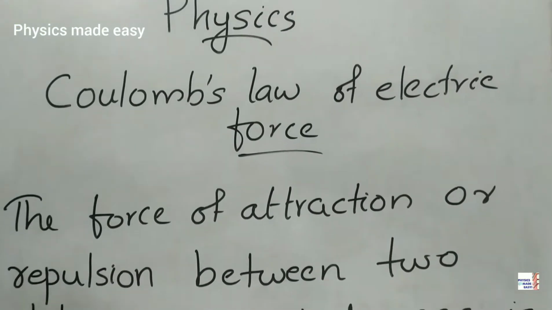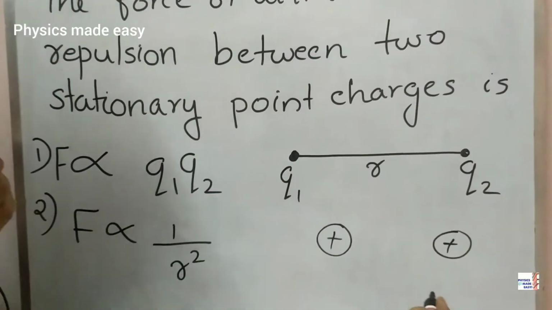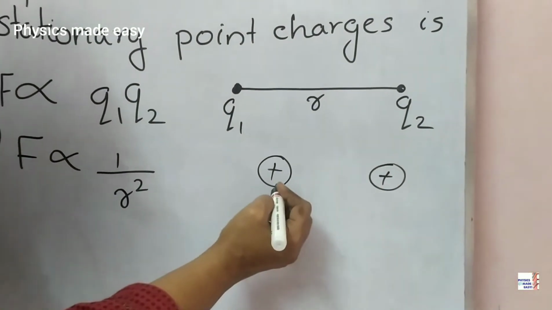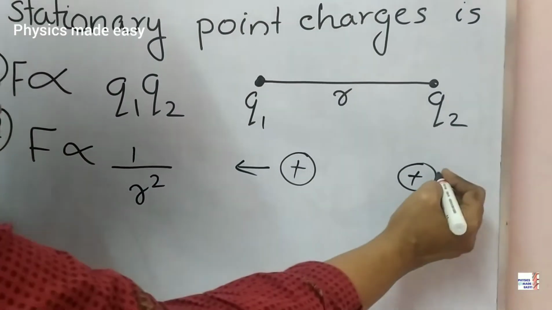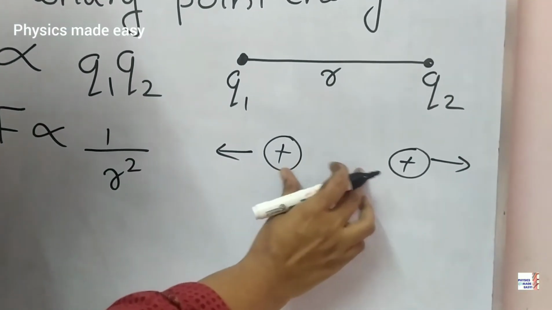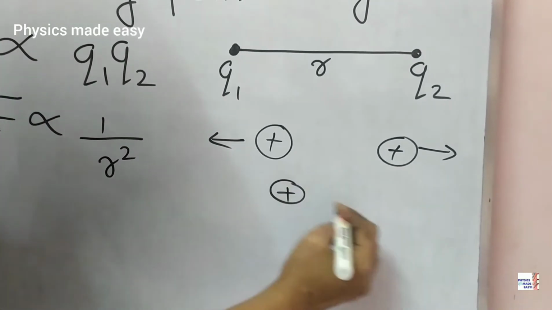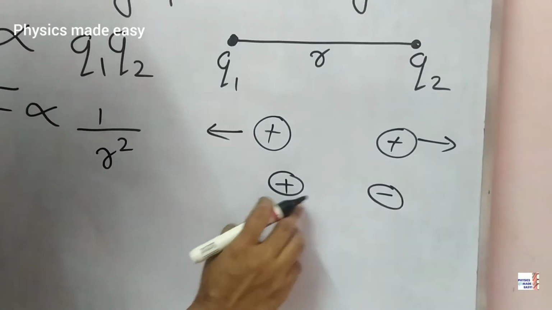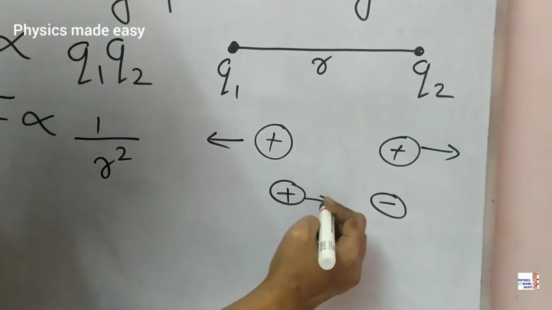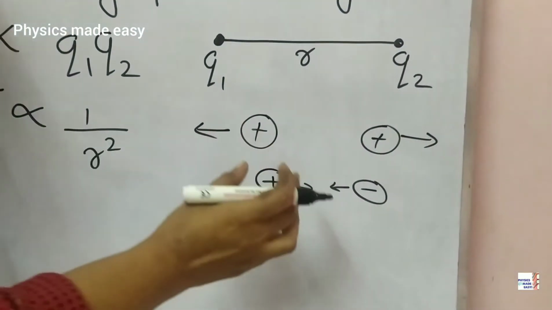Listen here. If we have two charges, positive and positive, what will happen? You know both are positive, like charges repel each other. So here the force between these two charges is force of repulsion. Then if we have two opposite charges, positive and negative, you know unlike charges attract each other. So between these two charges we can say force of attraction.